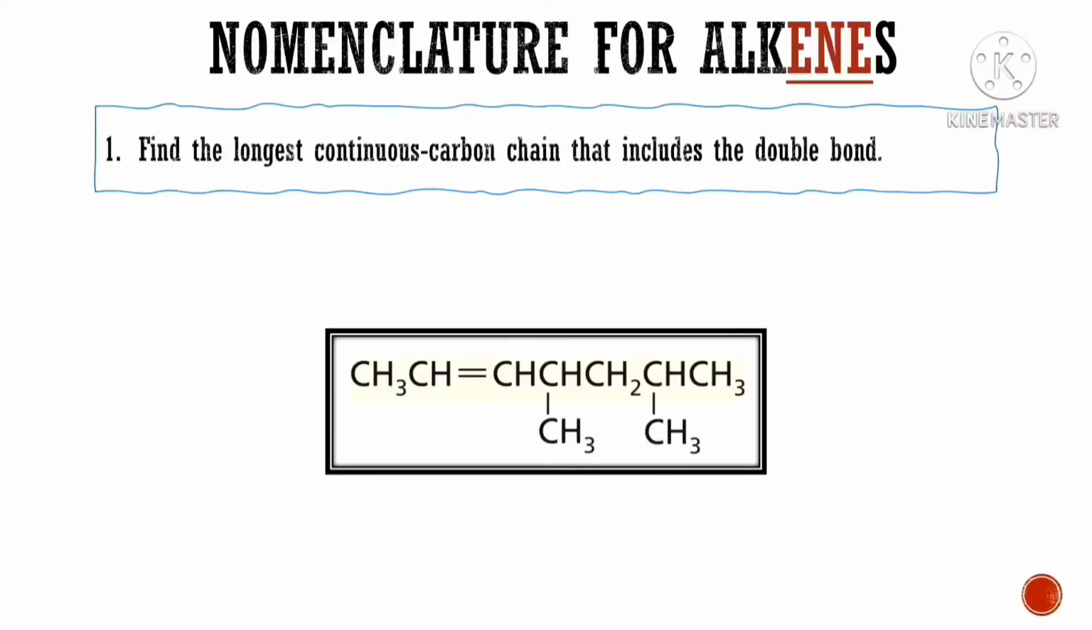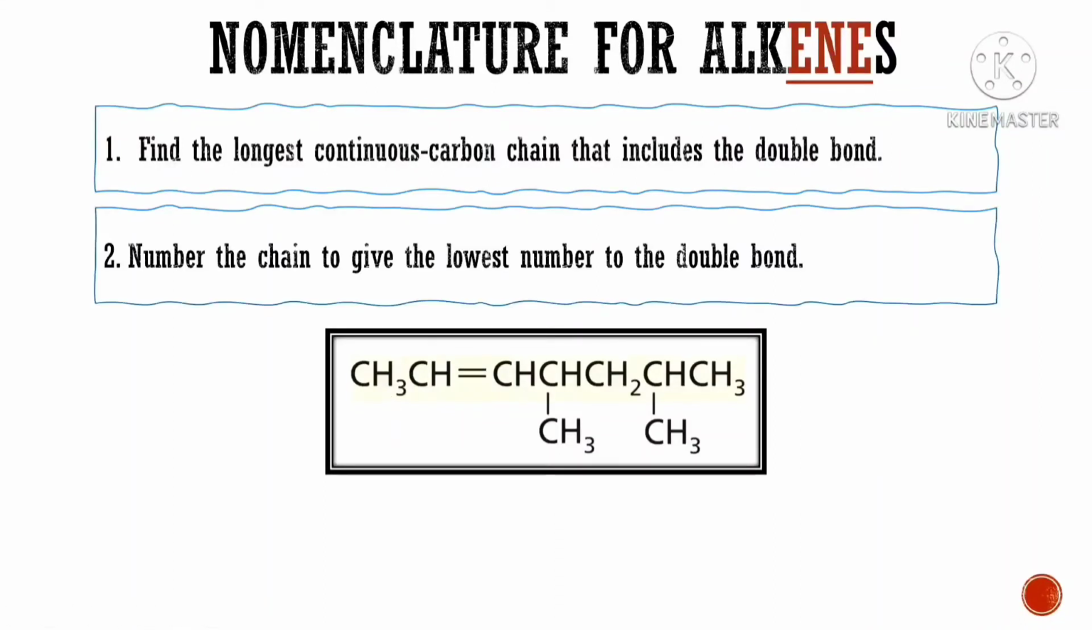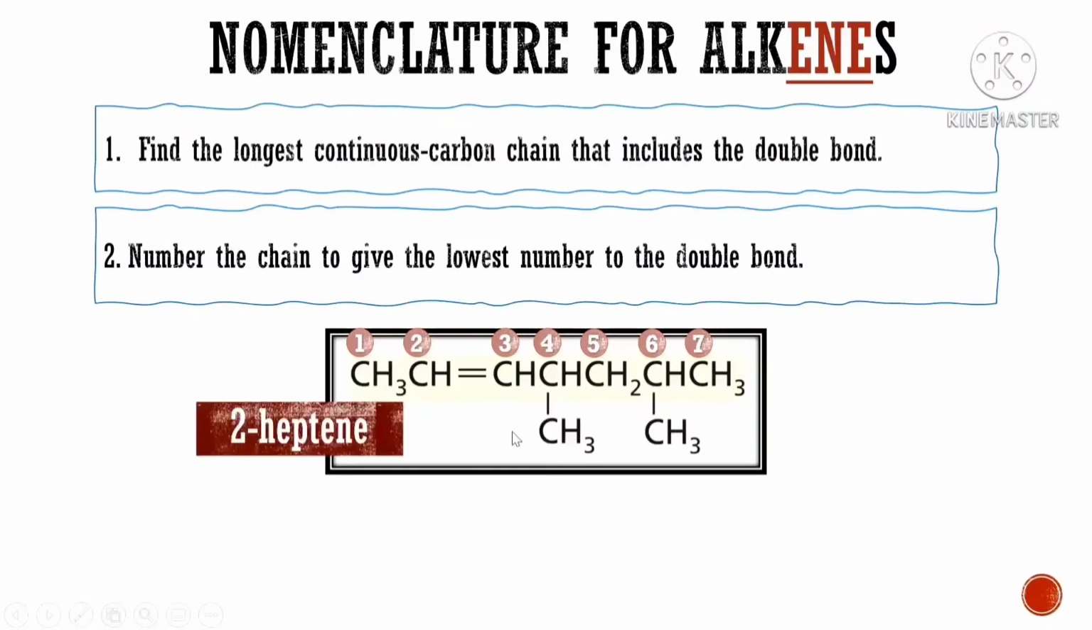First, find the longest continuous carbon chain that includes the double bond. Second, number the chain to give the lowest number to the double bond. So this time when numbering, we give priority to the double bond. So we number it from left to right. Carbon 1, 2, 3, 4, 5, 6, 7. Since there are 7 carbon atoms in the parent chain, it's a heptene.